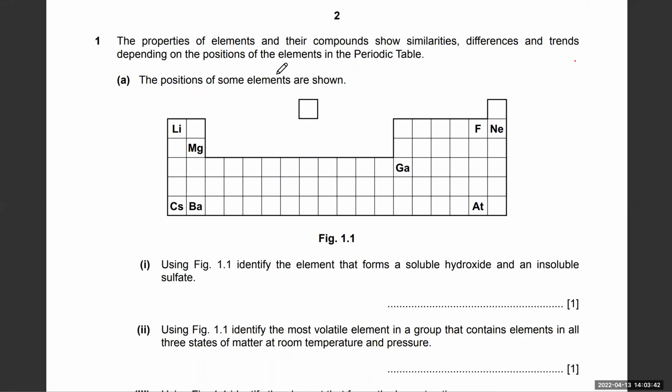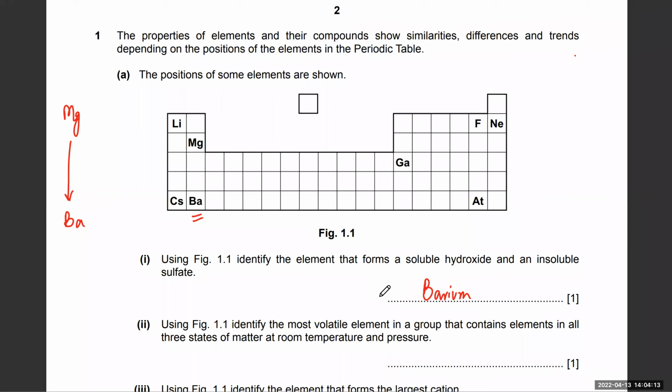So the first one is from the 2022 specimen paper. Identify the elements that form a soluble hydroxide and an insoluble sulfate. Okay, so this is group 2. Remember this: when you go down the group, the sulfates become insoluble, and the hydroxides become soluble. So the answer is barium. Barium hydroxide is soluble, barium sulfate is insoluble.